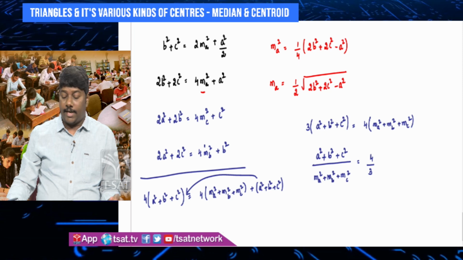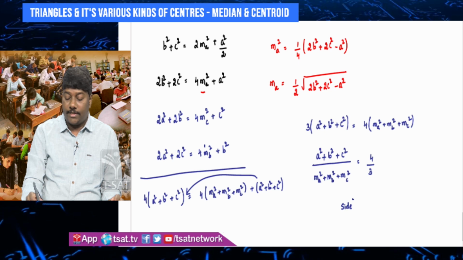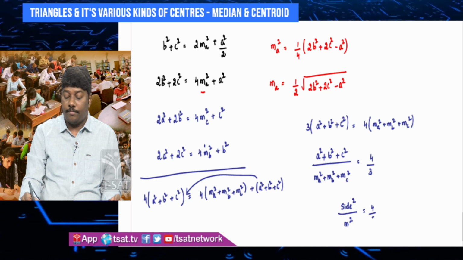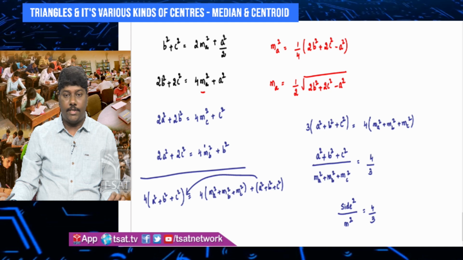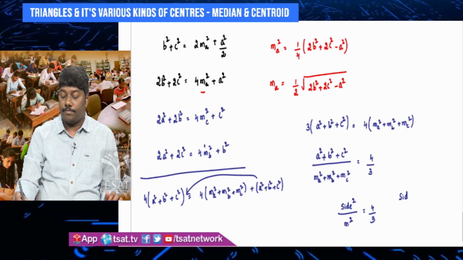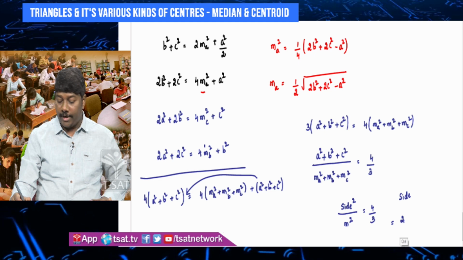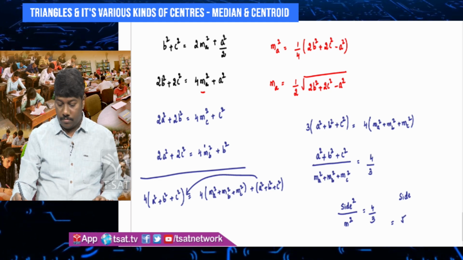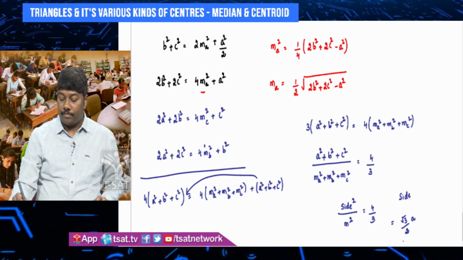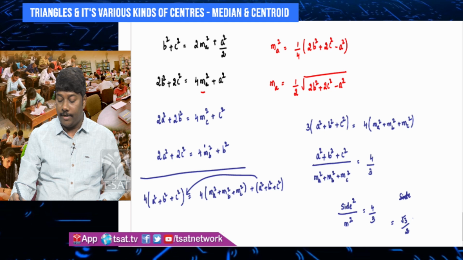In an equilateral triangle, I can simply say side square by median square is equal to 4 by 3, because all the medians and all the sides in an equilateral triangle are equal. Therefore, I can say median is equal to root 3 by 2 into side.